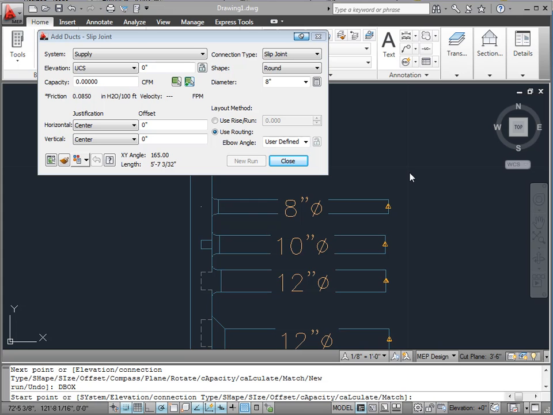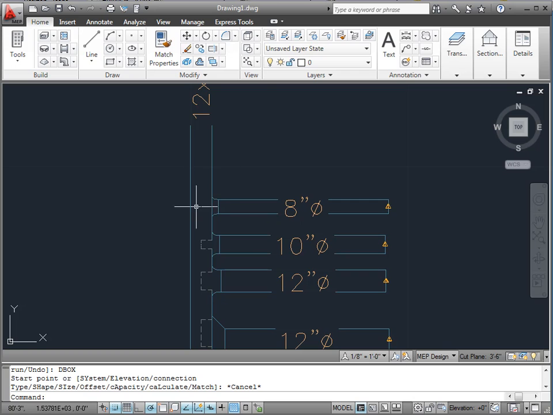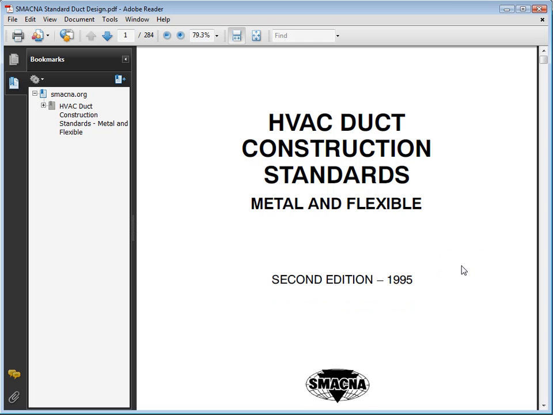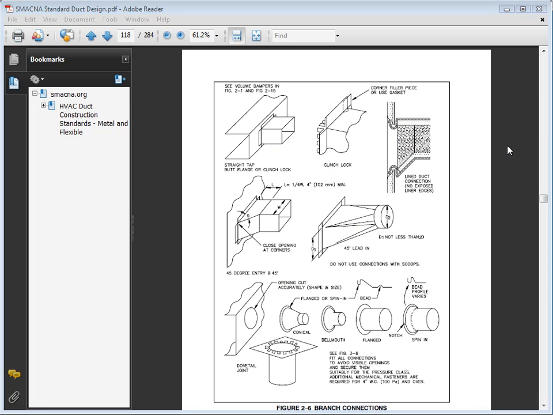So let's pick up where we left off. And what did I mean by that? What did I mean by the teeth of the takeoff fitting? I have a copy of the SMACNA duct construction standards, and we'll forward to the area where it talks about some of these teeth and stuff. So here's the page where it actually shows a little bit about each of these different connection types.